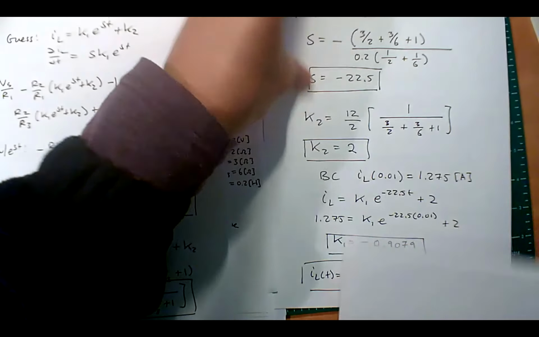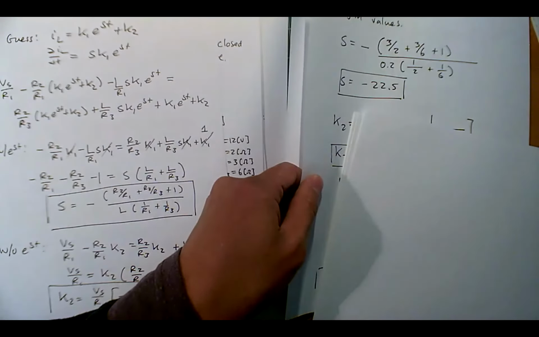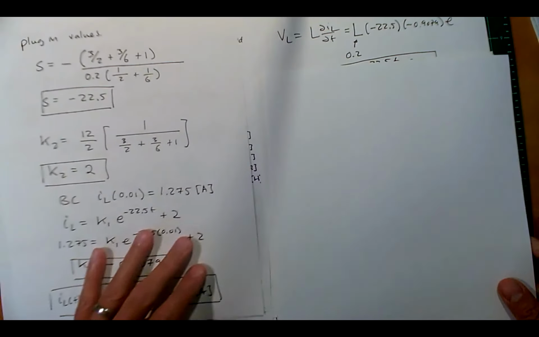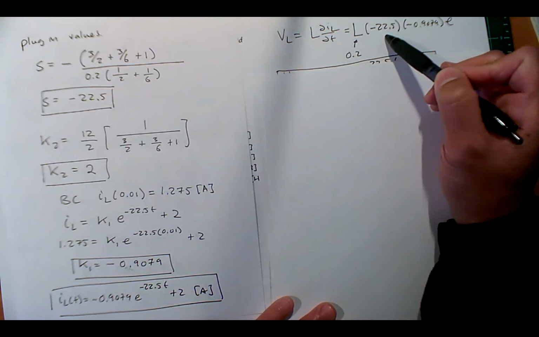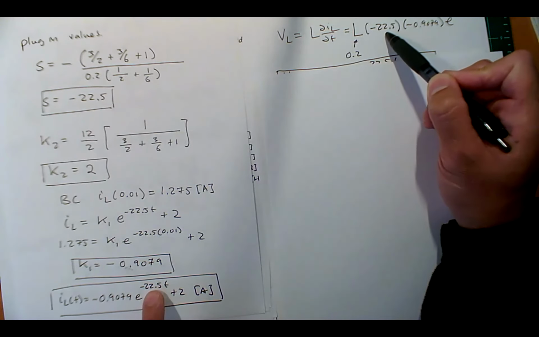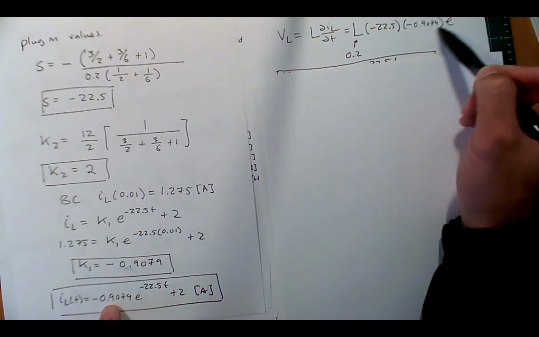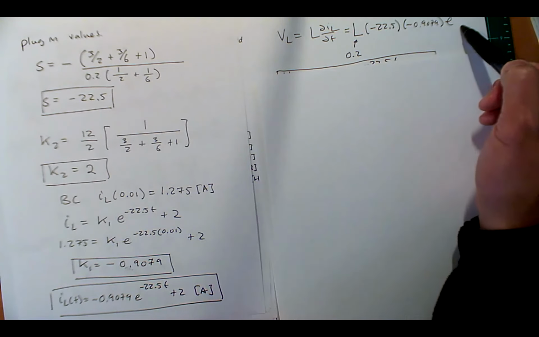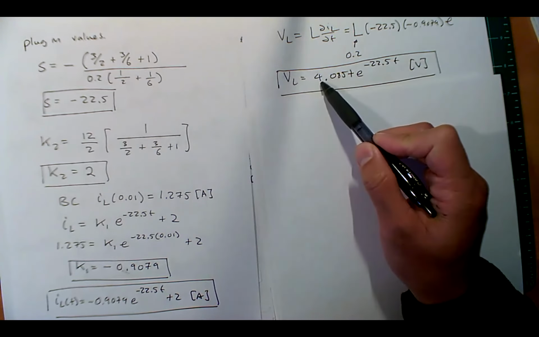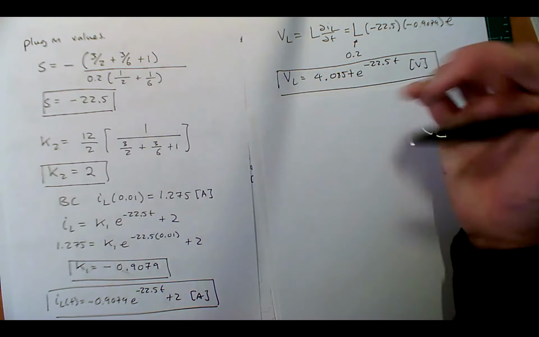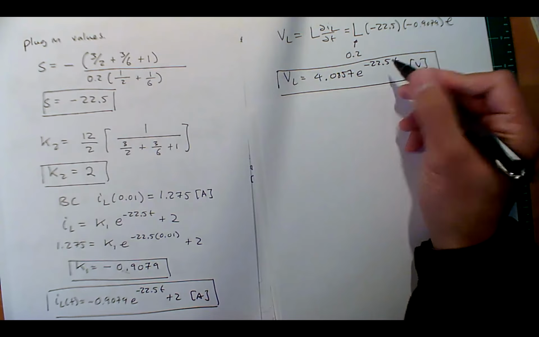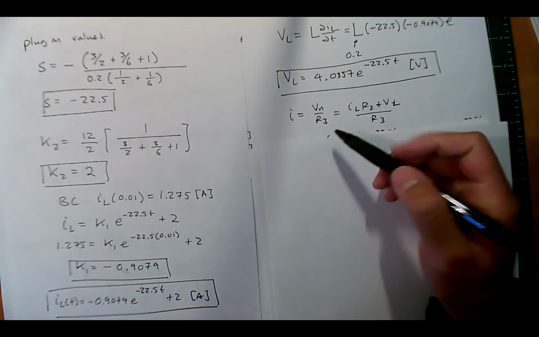Okay. So what does that mean for my VL? Well, VL, if you recall, is L dIL/dt. Okay, L is 0.2, dIL/dt, that's pretty easy. Negative 22.5 times this thing without the constant, good. And so if I crunch all these numbers together, I get 4.0857, is that a 7? e to the minus 22.5t.